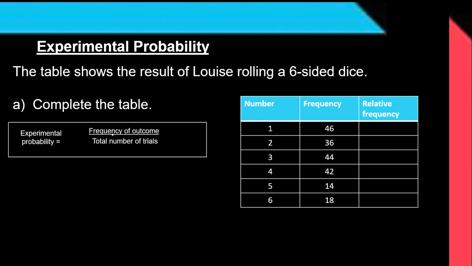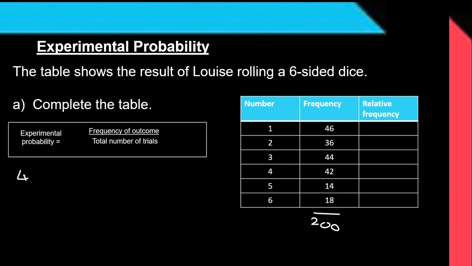So for each one, I need to do the frequency of the outcomes, which is here, divided by the total number of trials. So how many times did she roll the dice? To work out the total number of trials, we're going to add all the frequencies up. So if we add them all up, we get 200. So she rolled the dice 200 times. And now we're going to work out each relative frequency.